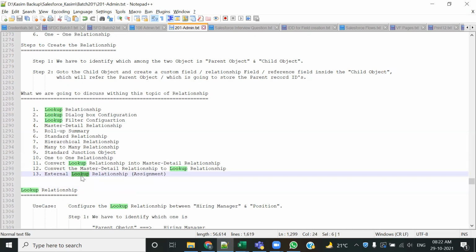The only thing you have to know more is the scenarios: when to use it, and what the purpose of the external lookup relationship is. This is the only thing you need to research.